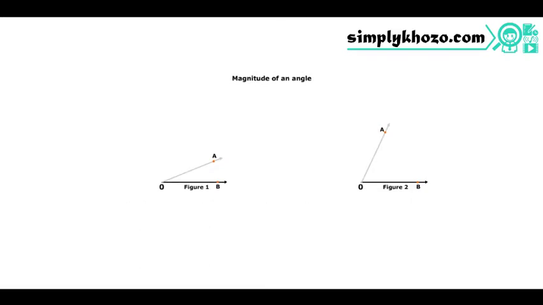Here you can see two angles and the time taken by the line OA to travel to its position. The angle that requires greater time has greater magnitude and is thus bigger. Here in figure 2, the angle is of greater magnitude than the angle in figure 1.